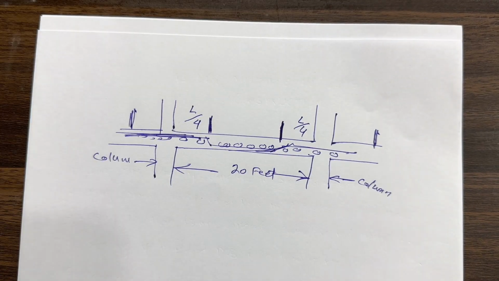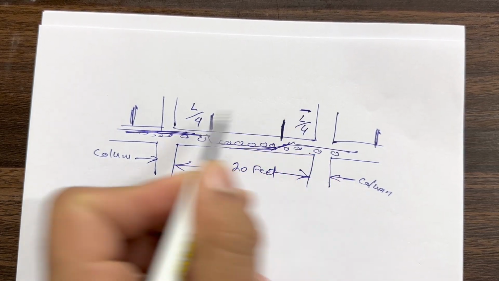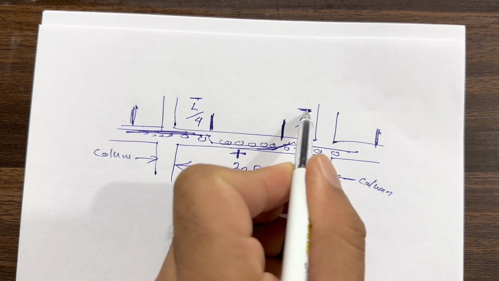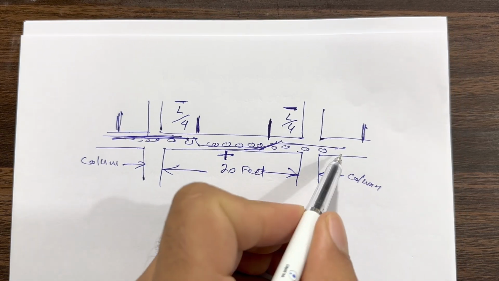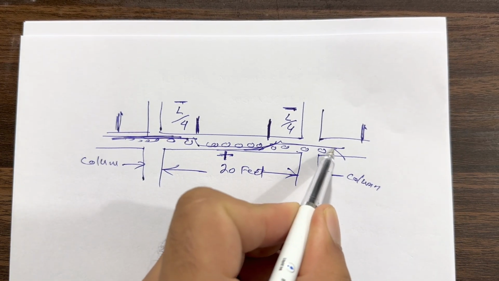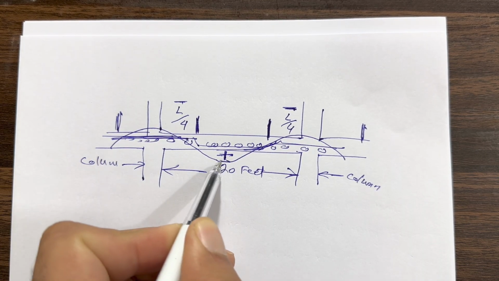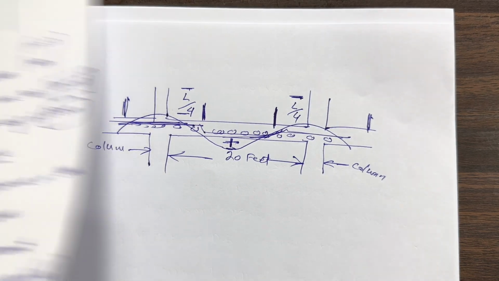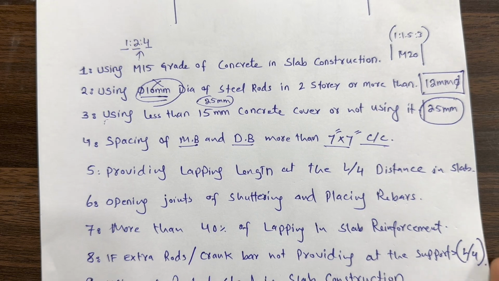So this is one of the big mistakes. Don't provide the lapping at this place, because here we have negative bending moment, and here we have positive bending moment. To resist the negative bending moment, we are providing extra steel rods. So let me make a negative bending moment like this, guys, as you can see here. Here we have positive bending moment, here we have negative bending moment. So don't provide lapping length, okay? So provide extra steel rods or bent up bar.